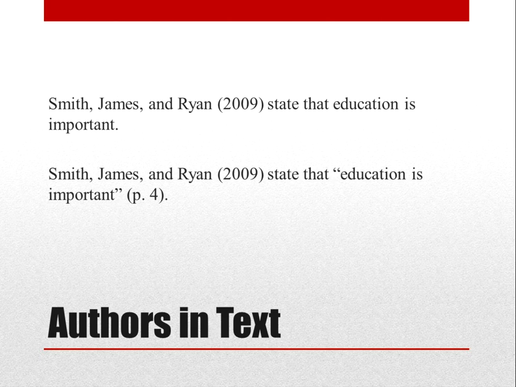If you do mention the author within the text, you do not need to actually mention them in the parenthetical or in-text citation. So here's an example of that. Smith, James, and Ryan. Then right after that, you would put the date in parentheses, state that education is important. If that is a direct quote, you would need that page number at the end of the sentence, as shown in the second example. So this has been a summary of APA citation style.